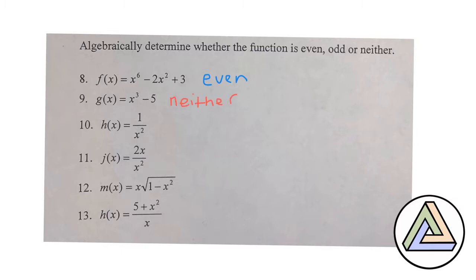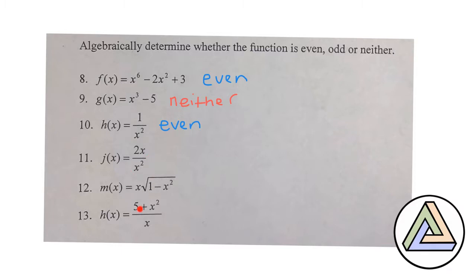That is neither even nor odd. I mean, it would be odd if this -5 wasn't there, but what do we say about odd functions? You can't have a constant. This is a constant. 1 over x squared is even, for the exact same reasons I mentioned before. All the exponents hovering above the x's are themselves even.